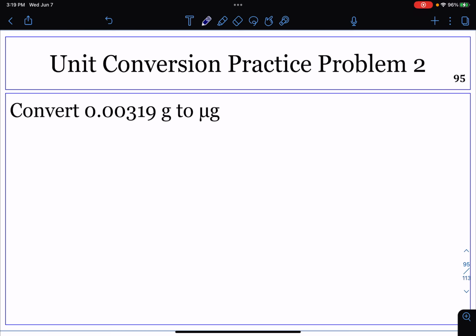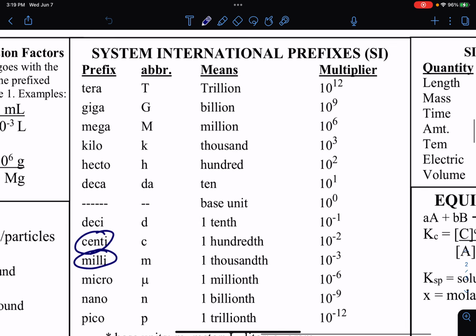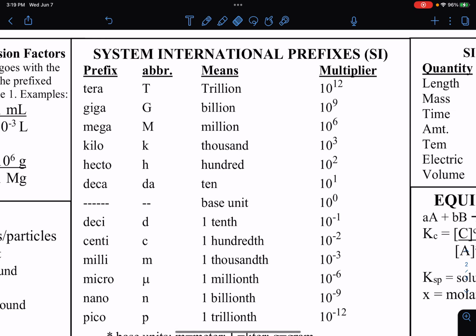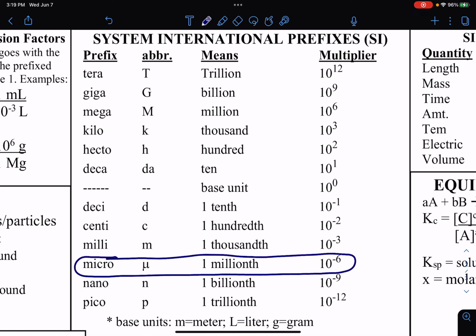This problem is converting grams to micrograms. This little symbol, this little U with a funky little tail, that is a Greek letter, and it means micro in this case. So this is all within the metric system. So let's go to the periodic table, find our metric system box right here. We have micrograms is this one. It means 1/1,000,000th of a gram.